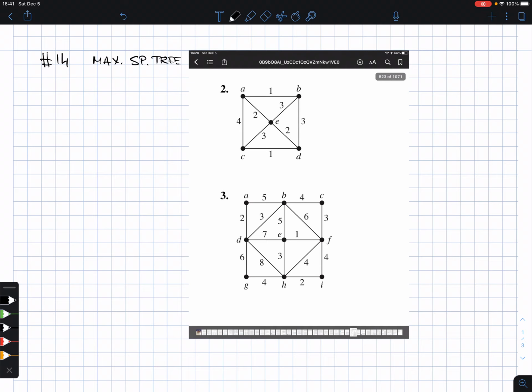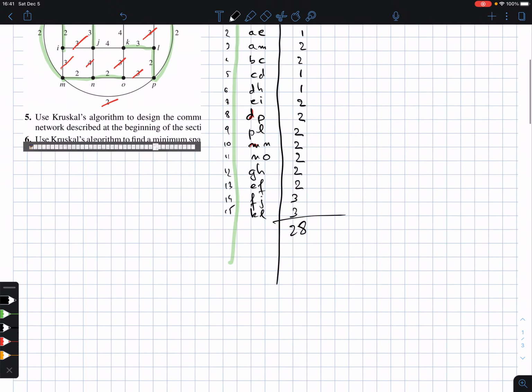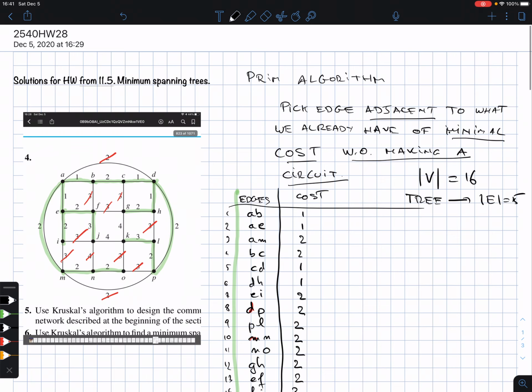Now, I did mention it in the lecture, but I didn't say exactly how to do it, so I'm going to quickly go over it. I'm going to use the Kruskal approach. With the Kruskal approach, you do exactly the same as in the Prim algorithm, except you ignore the adjacency question. You just look for a minimal cost without making a circuit.